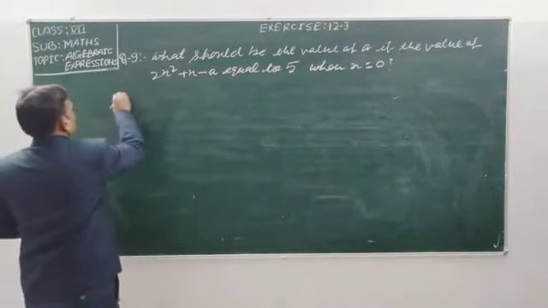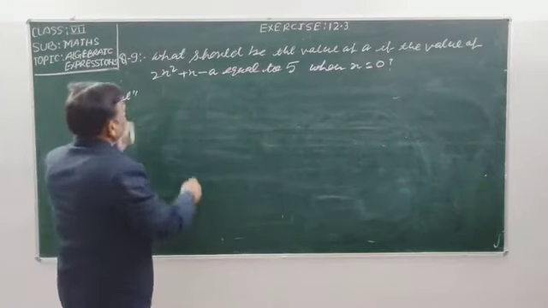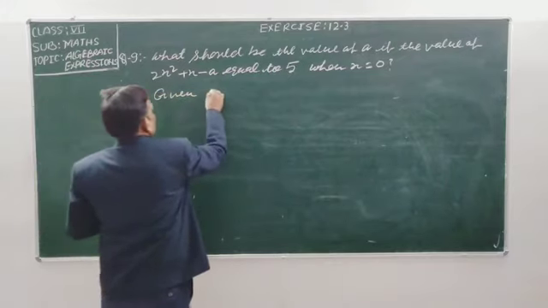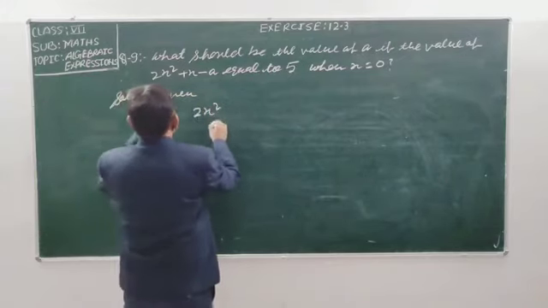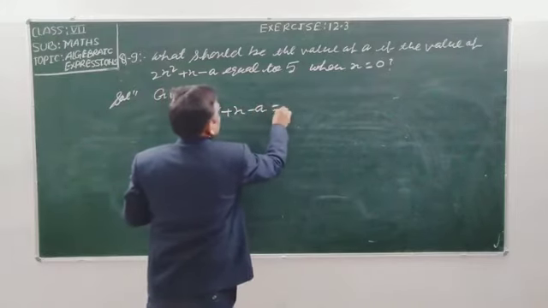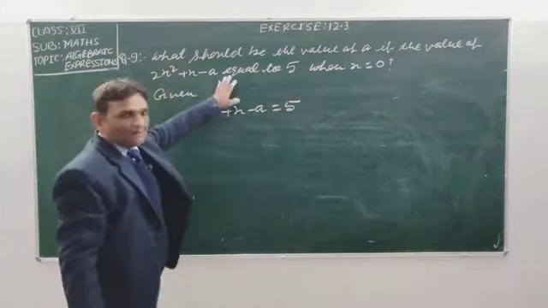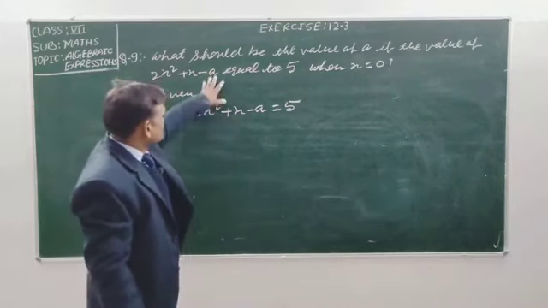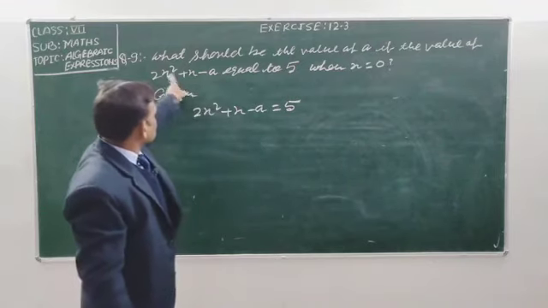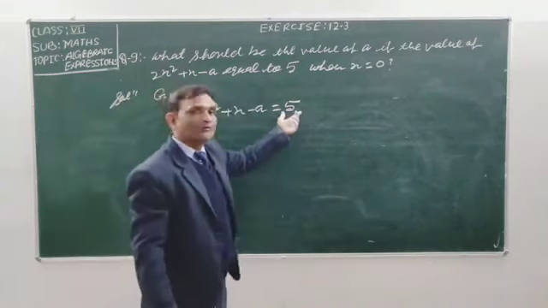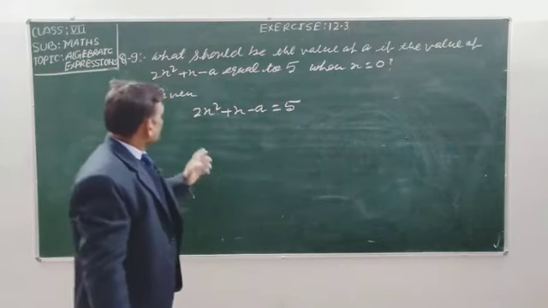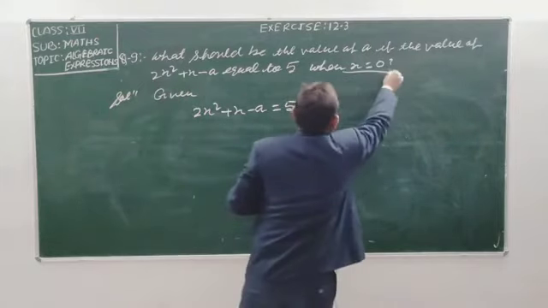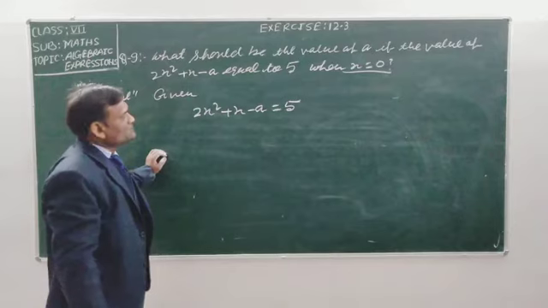So student, I am going to solve this question. Given: 2x square plus x minus a is equal to 5. I am not writing anything myself, student. Whatever information is given in your question, I am writing that. 2x square plus x minus a equal to 5, and x is equal to 0.